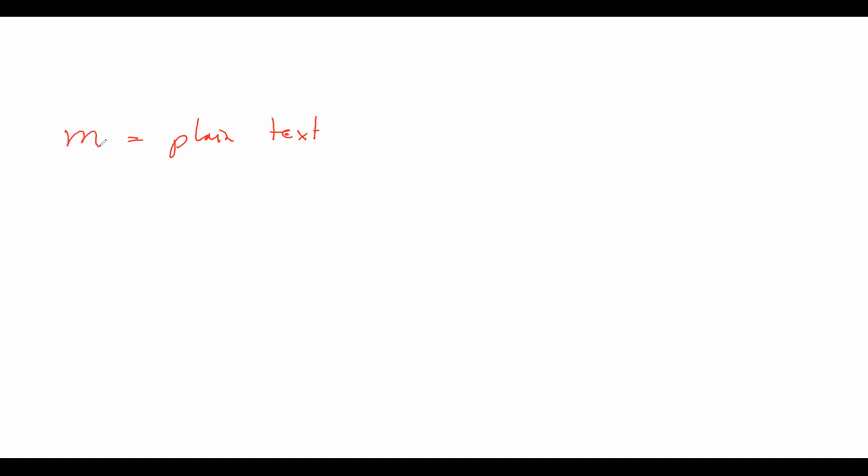The plain text message M. As you know, Bob already knows the public key of Alice, and he wants to send her a message. So Bob knows Alice's public key.